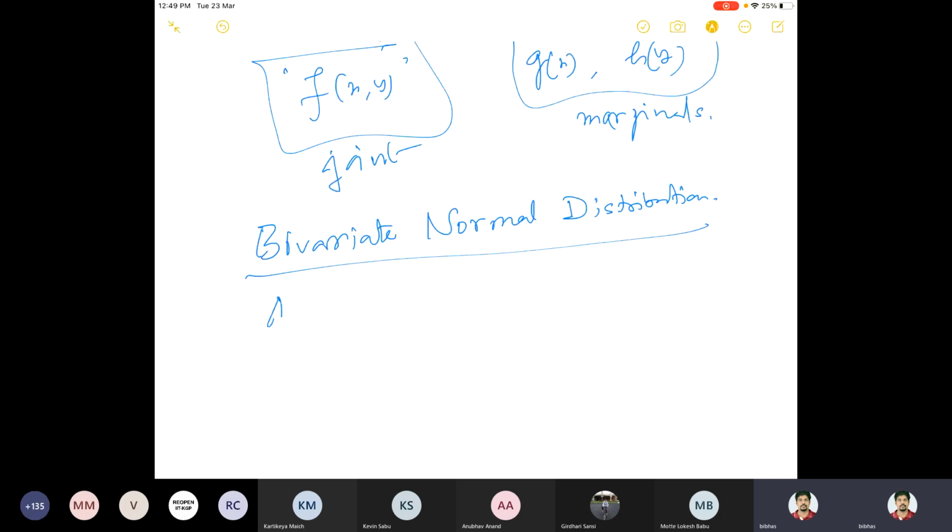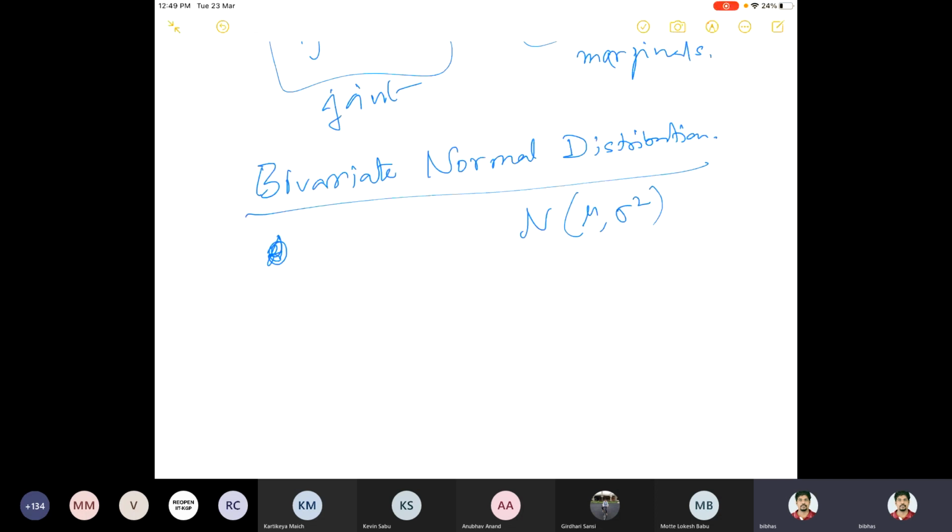Okay, so let's say a pair. Now recall the definition of normal distribution for the single variate case or univariate case. That PDF was defined in terms of some mean and variance. So we used to denote it as N(mu, sigma square), right? There are two parameters, mu and sigma square. Here also the same thing happens. Okay, let me just write.